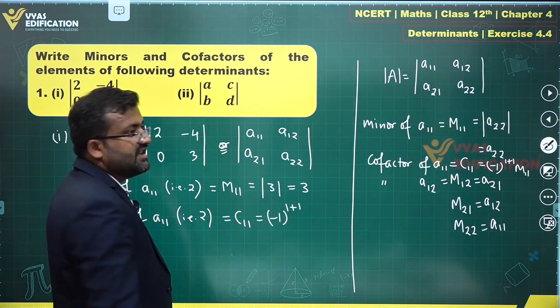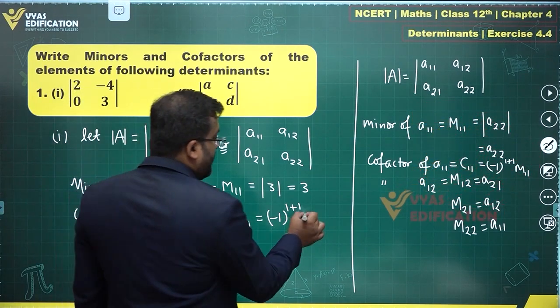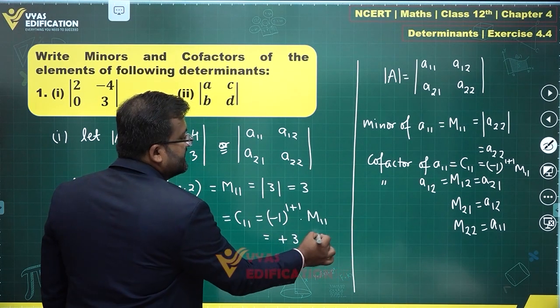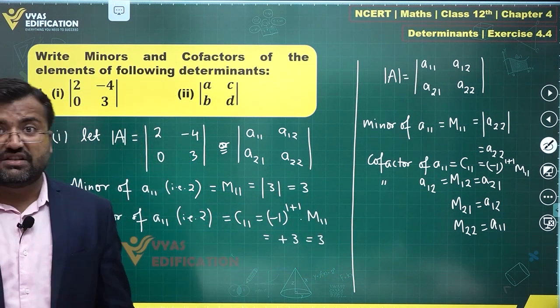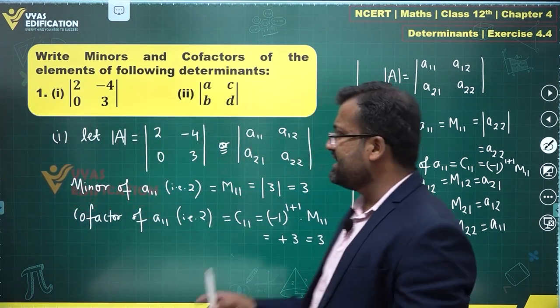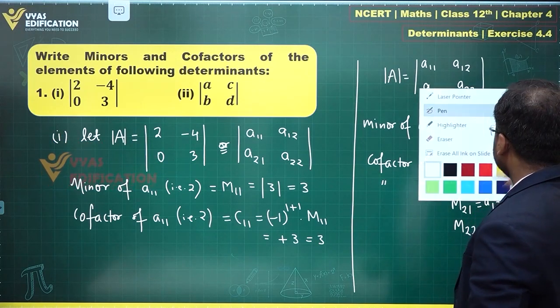Minus 1 power 1 plus 1 times M11. What is that? This is plus, and there you have a 3. This is simply 3 again. That's the cofactor of this element A11. Is that okay? Yes, that's simple. That's pretty simple. And let's continue further.